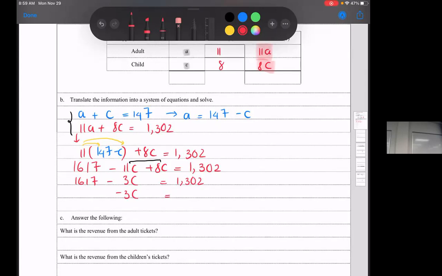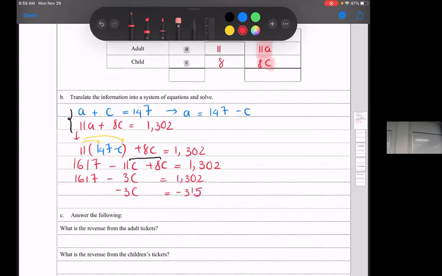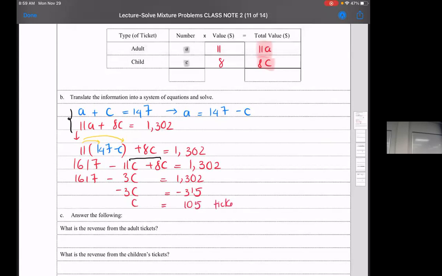I got negative 315. Divide both sides by negative 3. C equals 105 tickets. Don't forget the unit, tickets. So the number of tickets they sell for children is 105 tickets.